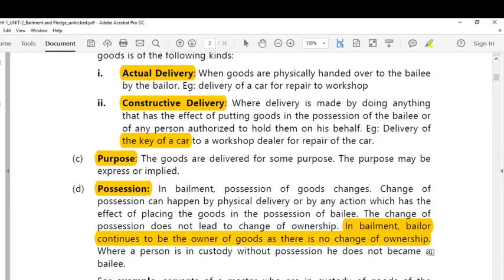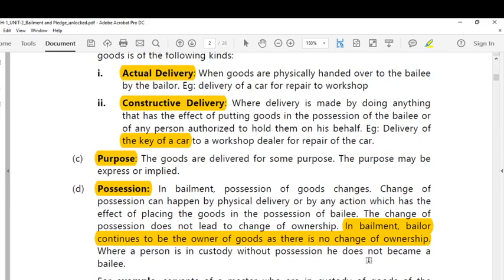Where a person is in custody without possession, he does not become a bailee. So, if the item is not in possession, then he cannot be the bailee. Say for example, if I am having my car, if I do not give the possession of the car to the workshop dealer, the workshop dealer can never be the bailee. He should be given the possession of my car for getting the repair service done.